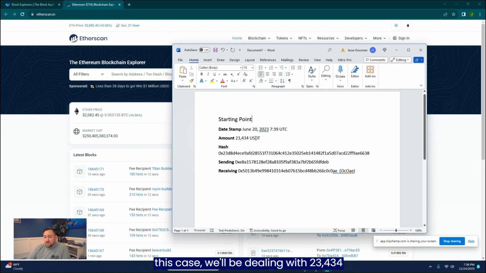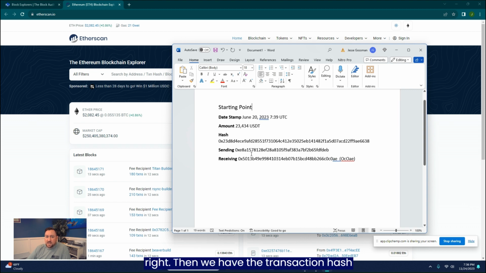So in this case, we'll be dealing with 23,434 USDT. Your victim will probably know that, even if they don't understand what USDT is, they'll know about the amount. Now, it may not be precise because if we're talking about ATMs, there could be some fees involved. So that's another consideration you want to think about when you're going to look for these transactions. There may not be the exact amount that they tell you.